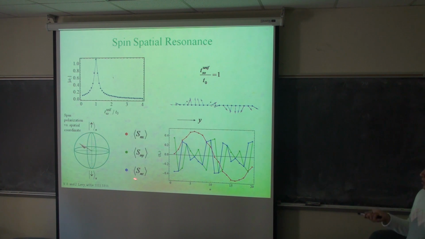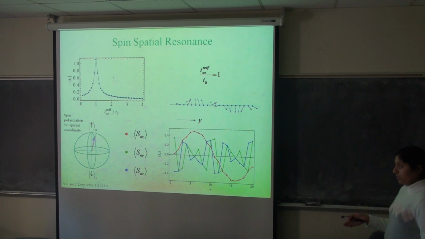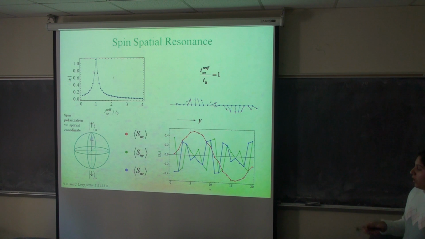And we can understand this better if we look at the spin vector in the Bloch sphere picture. And here you can see that the spin spirals from up to down and back to up again, which is what we would expect for electron spin resonance. But now we're looking at the spin polarization as a function of the spatial coordinate. And so we see that these spin-orbit superlattice quantum wires spatially map out electron spin resonance.